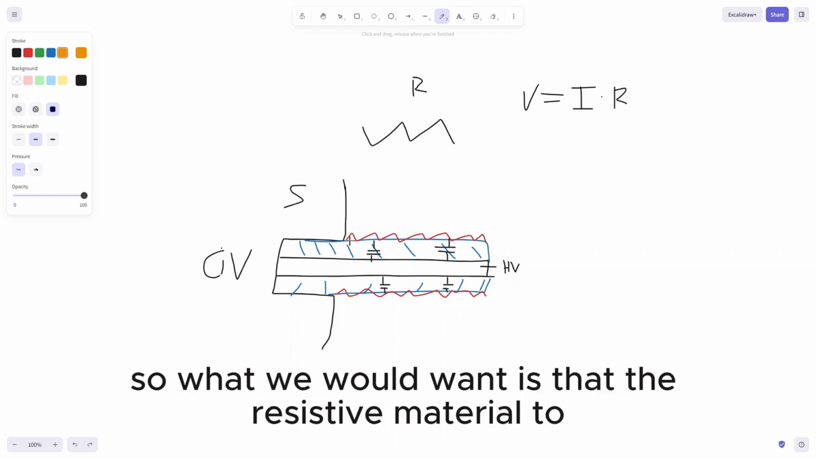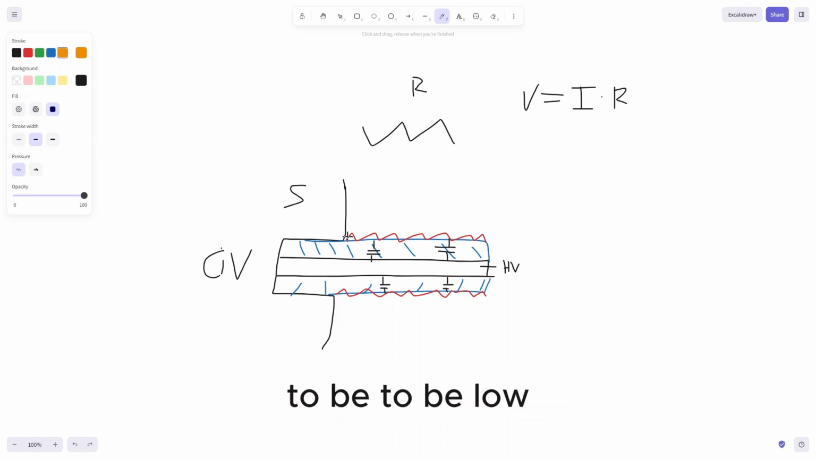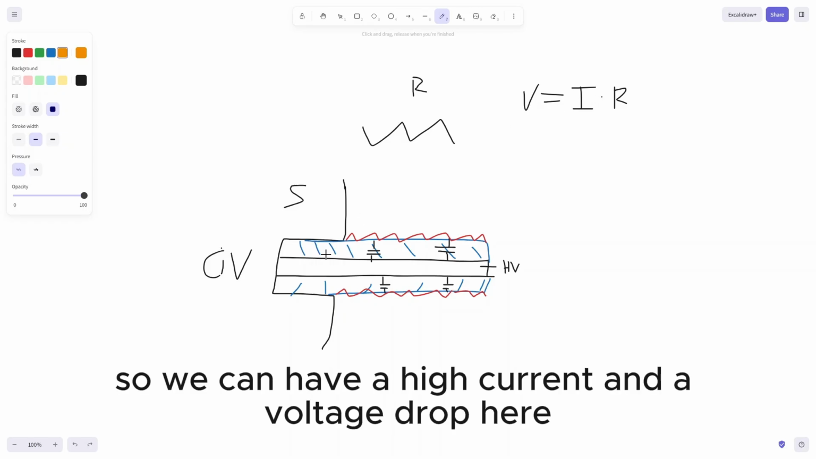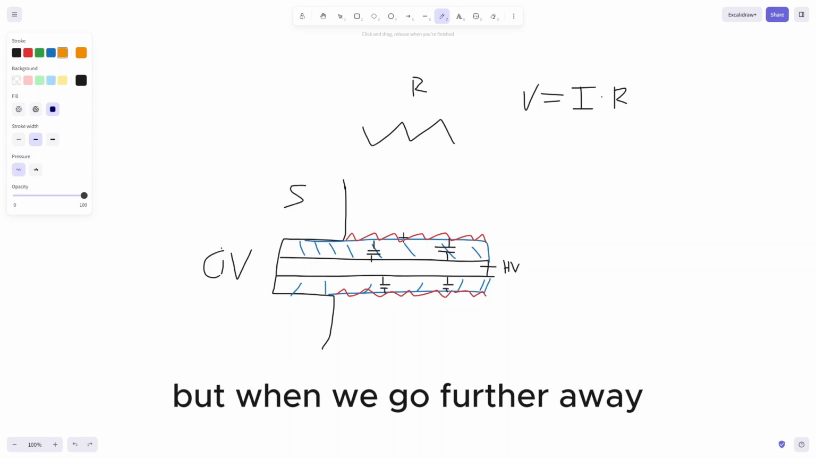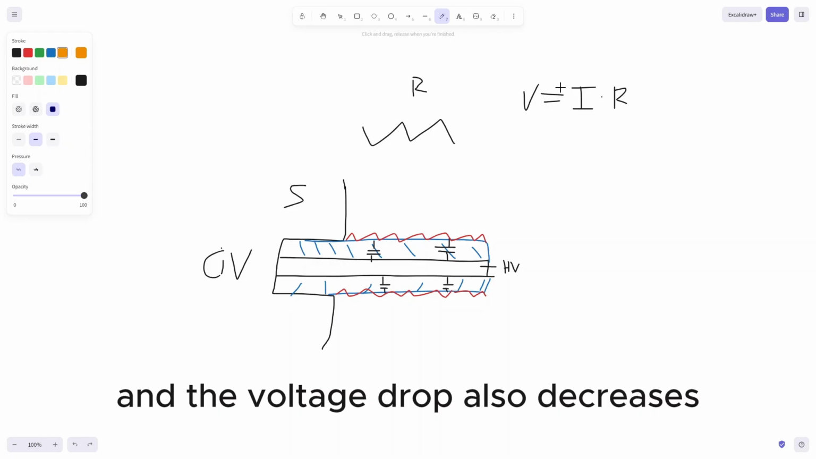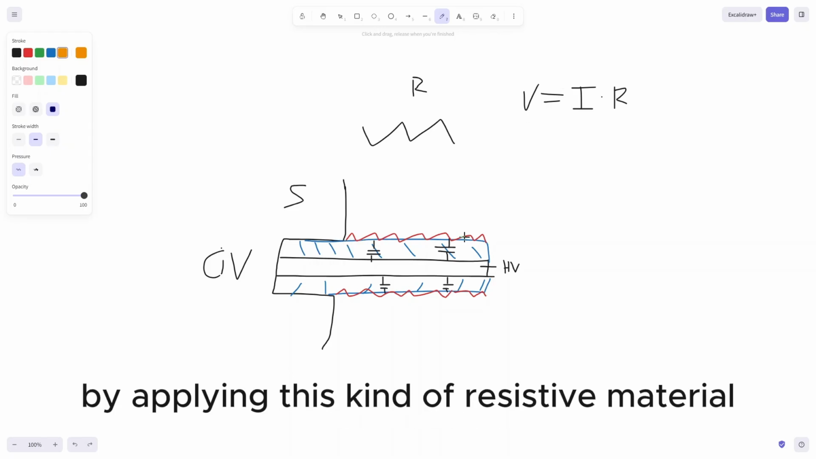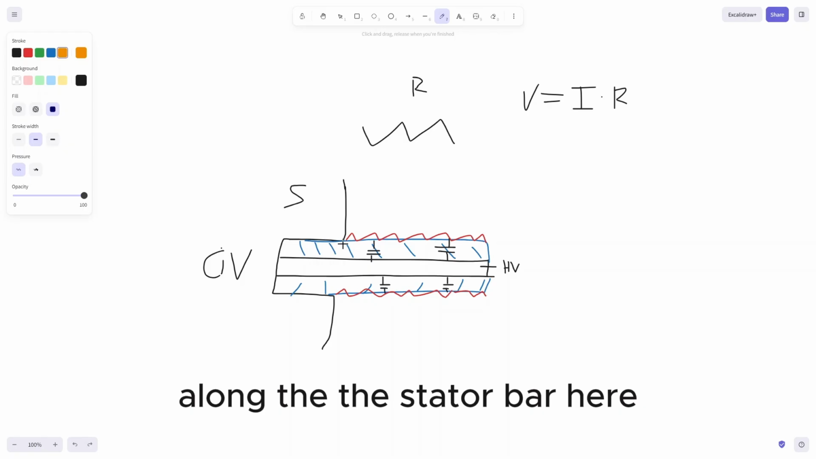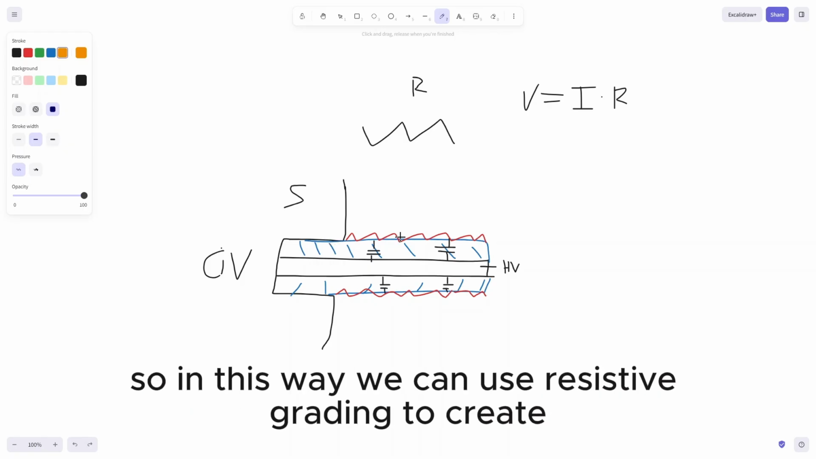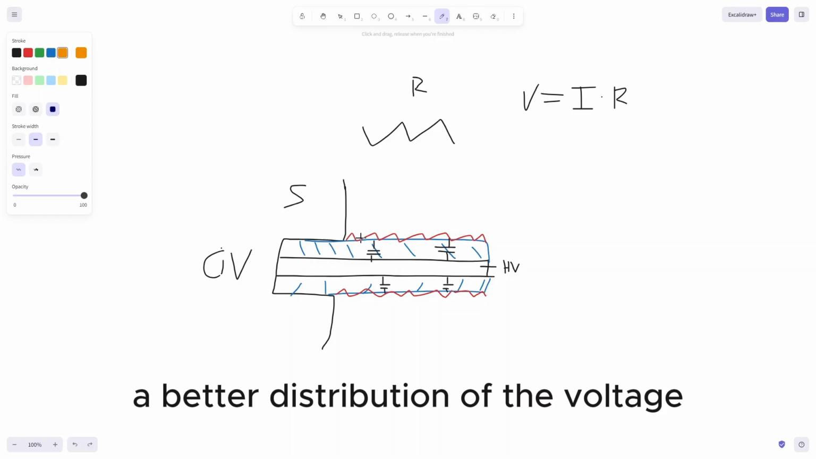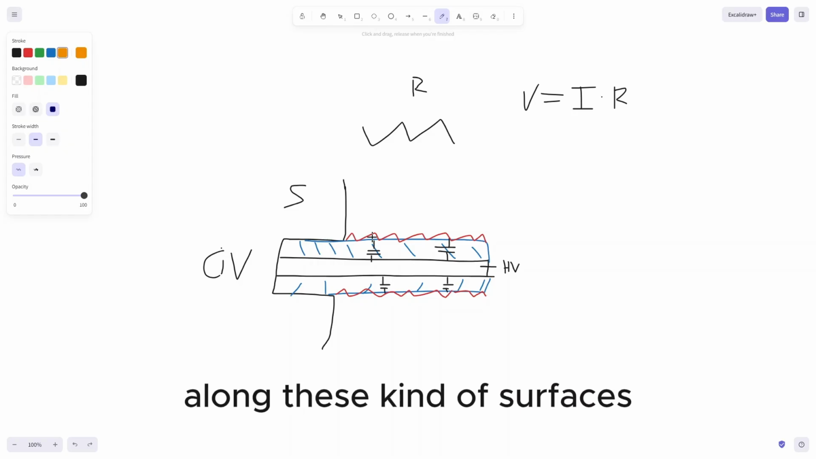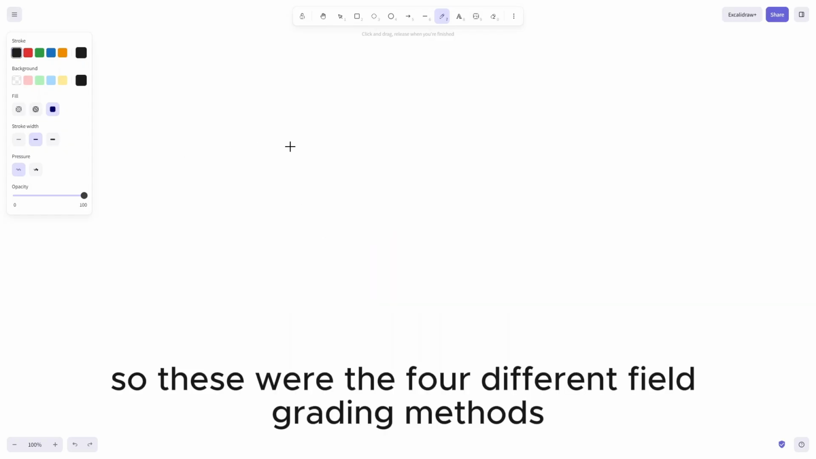So what we would want is that the resistive material to be low, so we can have a high current and a voltage drop here. But when we go further away, the electric field decreases and the voltage drop also decreases, meaning that we will have a more even distribution by applying this kind of resistive material along the stator bar here. So in this way, we can use resistive grading to create a better distribution of the voltage along these kind of surfaces. So these were the 4 different field grading methods.